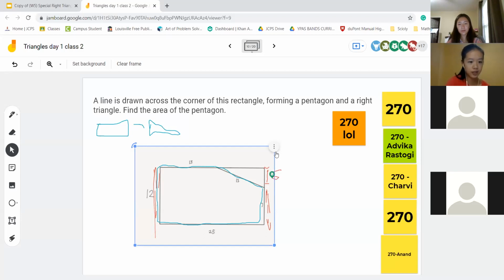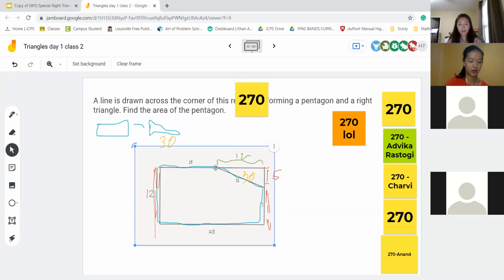You can use similar reasoning for the base. It's just 25 minus 13, so that would be 12. So now we can find the area of this triangle. It's just 12 times 5 divided by 2. So that is 30. Okay, so we got the triangle. That's 30. So now we just need the area of the rectangle. And that's actually pretty easy.